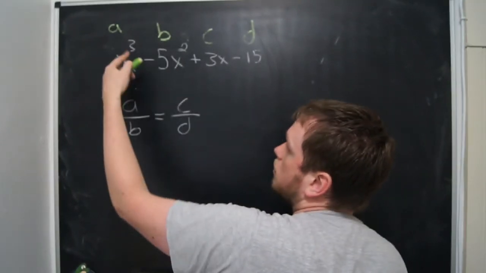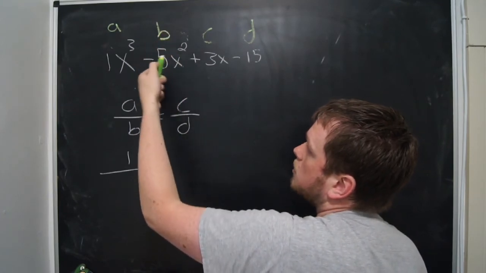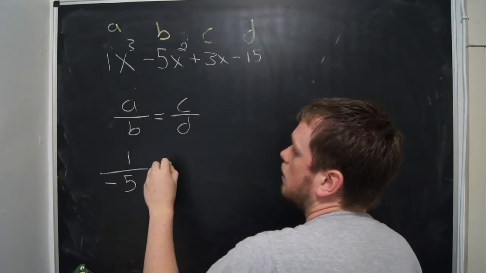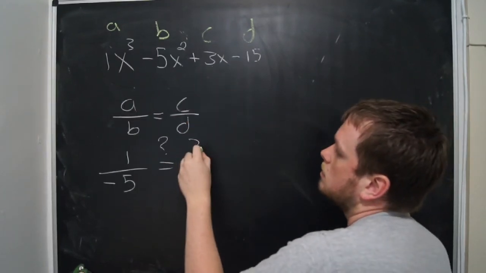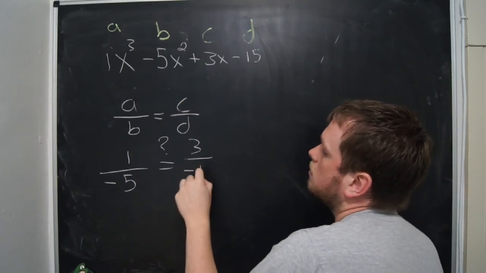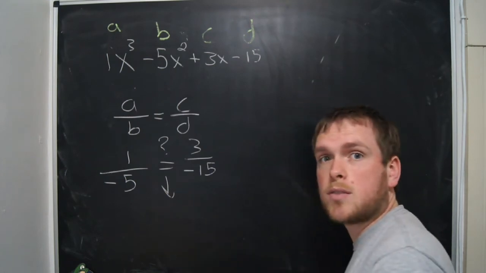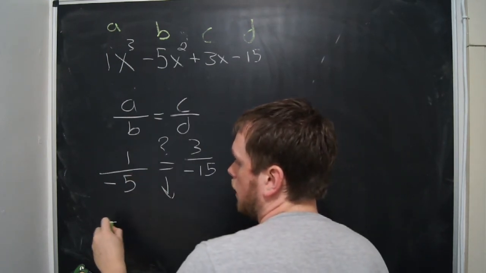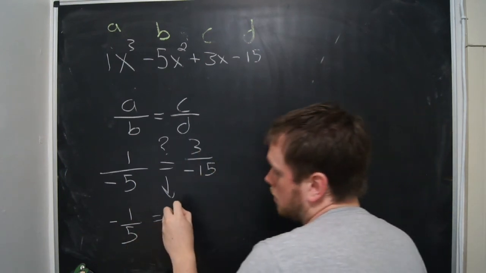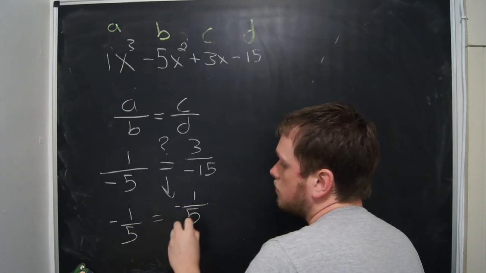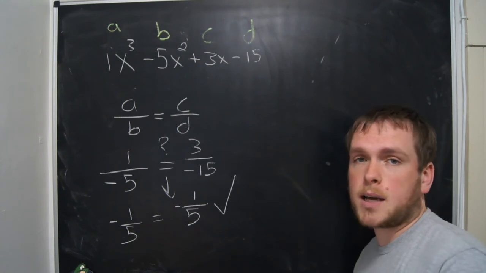So a, in this case, our coefficient of x cubed, is just 1. So I have 1 over b, where our coefficient for x squared is negative 5. And we're asking, is this equal to c over d? Well, c is 3, d is negative 15. Maybe at first blush these don't look the same, but let's see if we can simplify. On the left side we would have negative 1 fifth, and on the right side 3 over negative 15 simplifies to negative 1 over 5. The fact that these are equal means that we can use factoring by grouping.